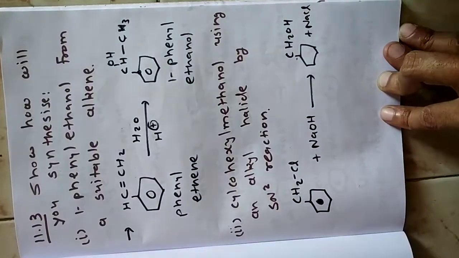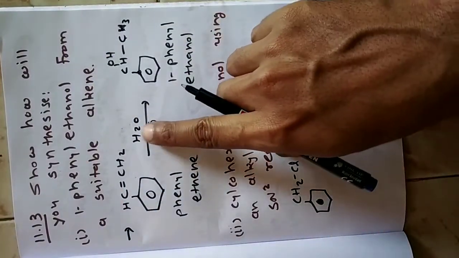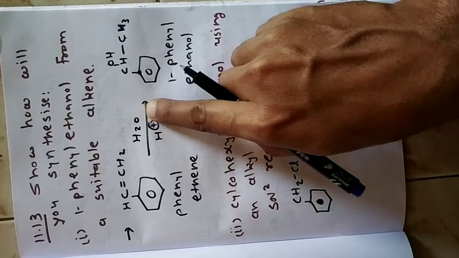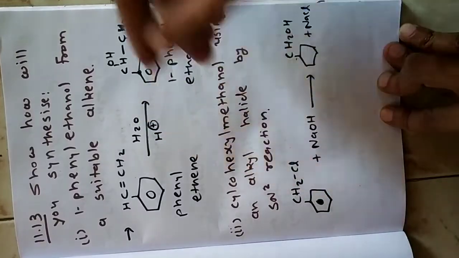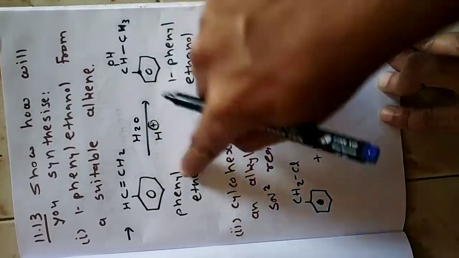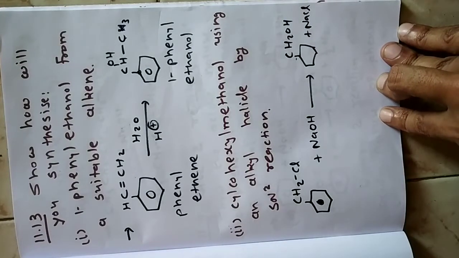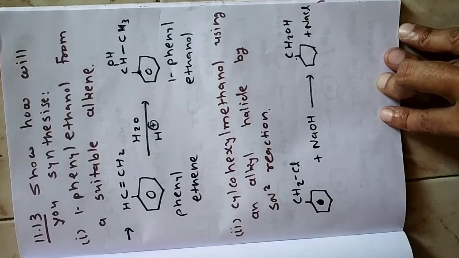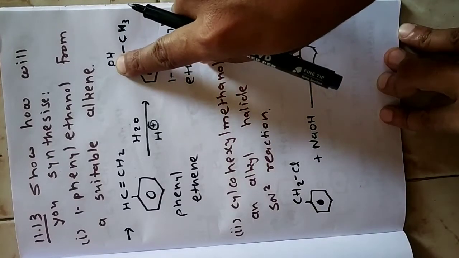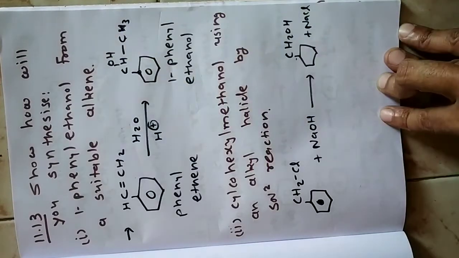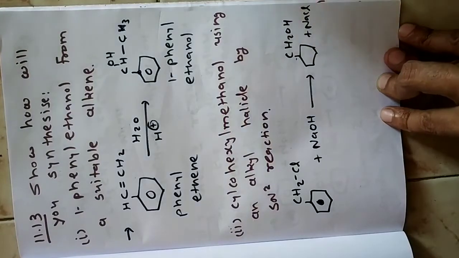What we have removed, OH and H, means we have to add H2O here in the presence of H plus, that means acidic medium. So this is your reaction. Again, if you want to prepare an alcohol from an alkene and you don't have the starting material, what you have to do is remove OH and hydrogen from adjacent carbons. That is your starting material.